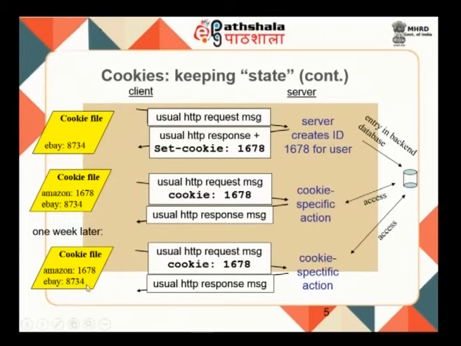One week later, let us say you are accessing the same website again. If this information is still there in your cookie file, provided that you have not deleted your cookies file, the information cookie colon 1678 will be sent again to the server. So, the server now will be able to identify that it is the same user who is making the request, and accordingly take the cookie specific action and give the appropriate HTTP response. This is basically how the cookie mechanism is employed, and it can be used for multiple purposes.